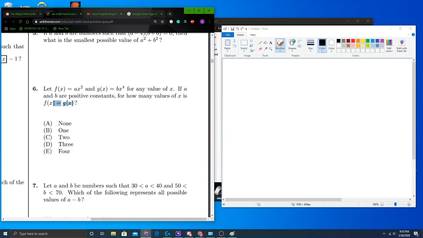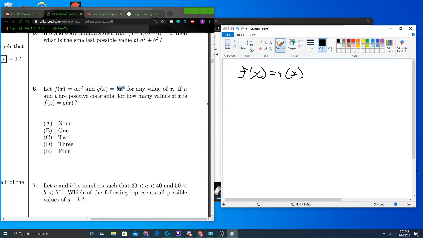Well, first, because they ask for f of x equal to g of x, I'm going to set this and this equal to each other. So f of x is equal to g of x, and f of x is just ax squared, so we have ax squared is equal to bx to the 4th.